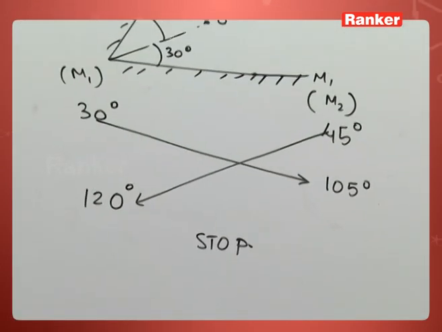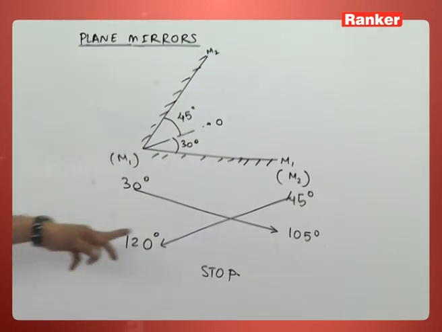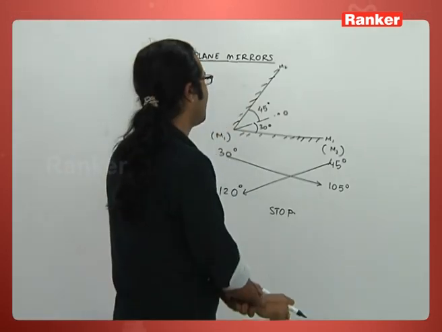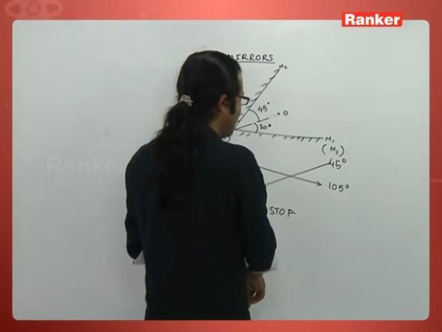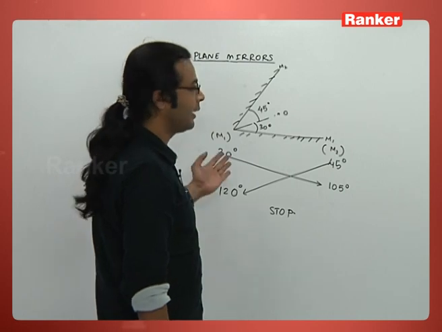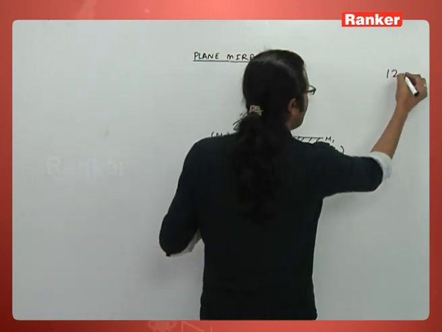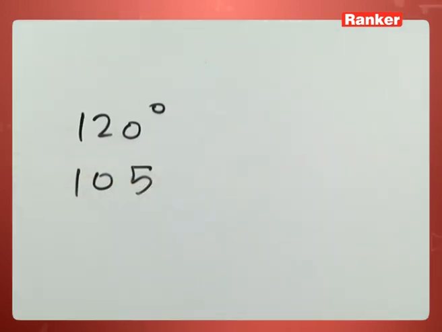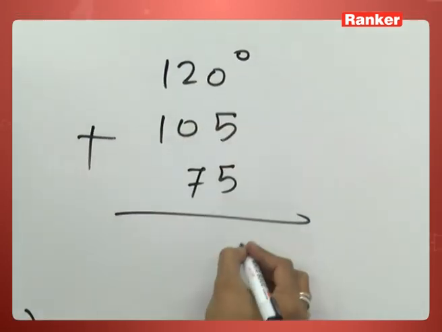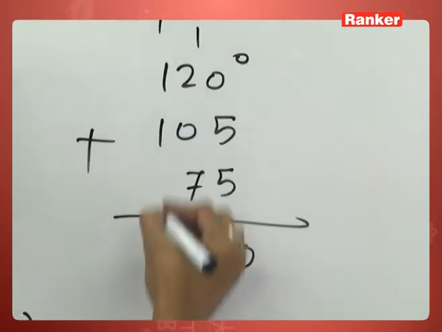So if you look carefully, how many images are formed? If I add these angles, I will stop here because 120 plus 75 is 195 and 105 plus 75 is nothing but 180 degrees. So I said stop when the angles are greater than or equal to 180 degrees. I will add these two angles, 120 degrees plus 105, and I will add the angle between the two mirrors, 75.